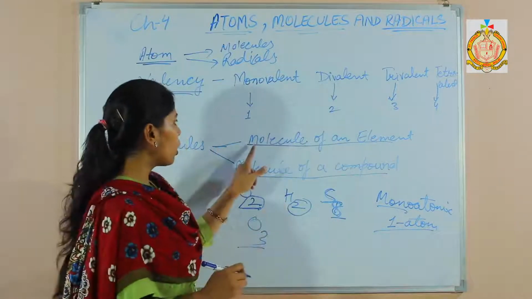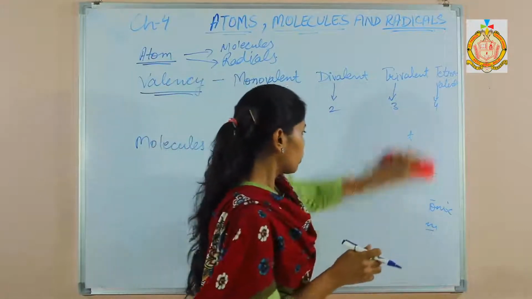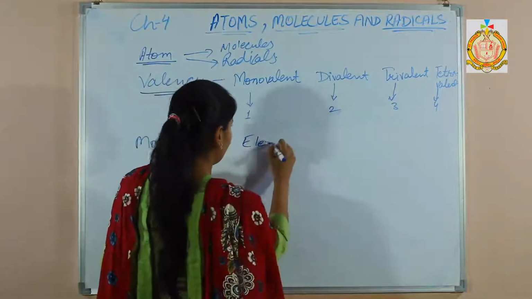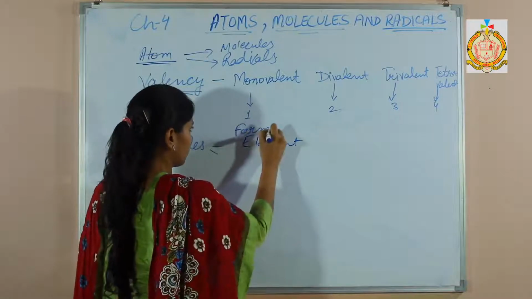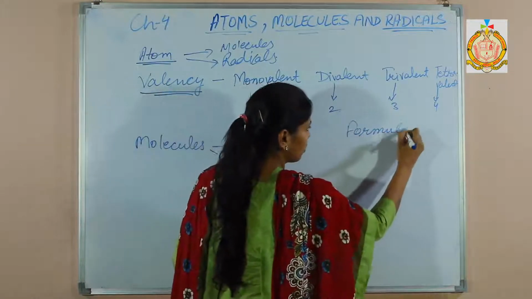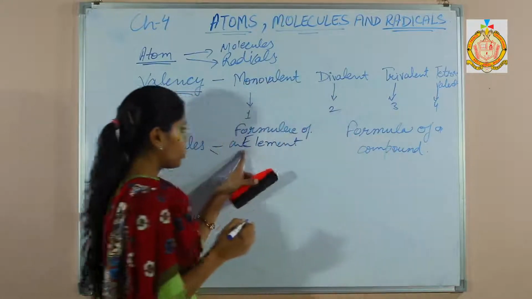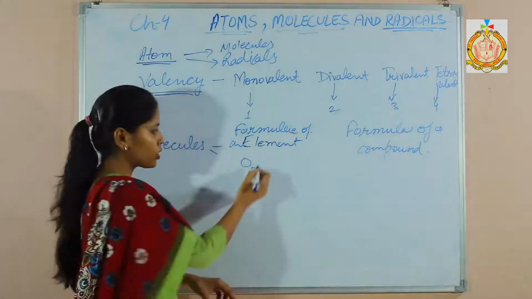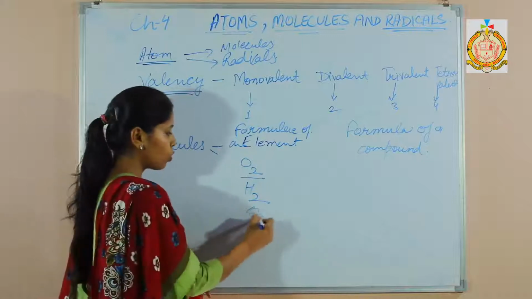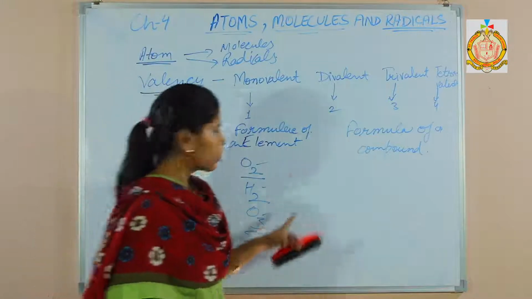Next one is formula of an element and formula of a compound. Formula of an element, and formula of a compound. Element means atoms will be the same. Oxygen, formula is O2 gas. Then hydrogen gas, H2, ozone, O3, same atoms are there. These are the molecules, and these are the formulas of an element.